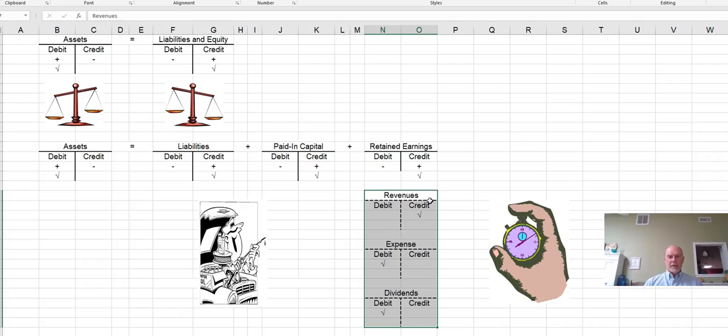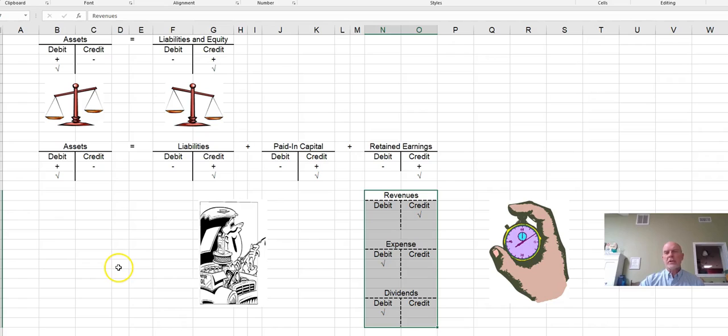So anyway, that's the difference between balance sheet accounts and income statement accounts. Income, all of these dotted line accounts, income accounts and dividends, we call those temporary accounts. Balance sheet accounts, we call those real accounts. They are real. They stay there from one period to the next. Whatever you have at the end of one period, that's the beginning balance for the next period.